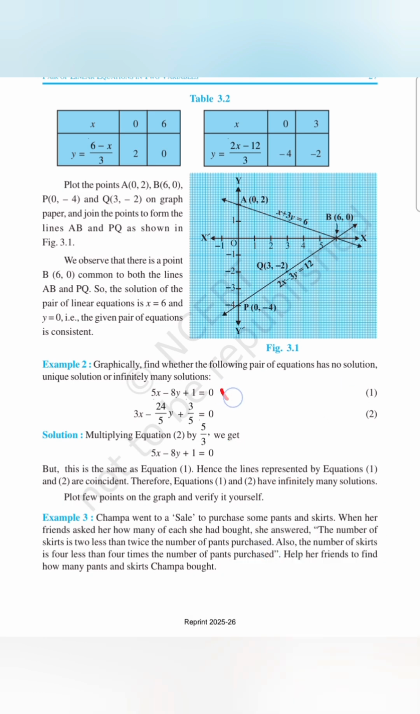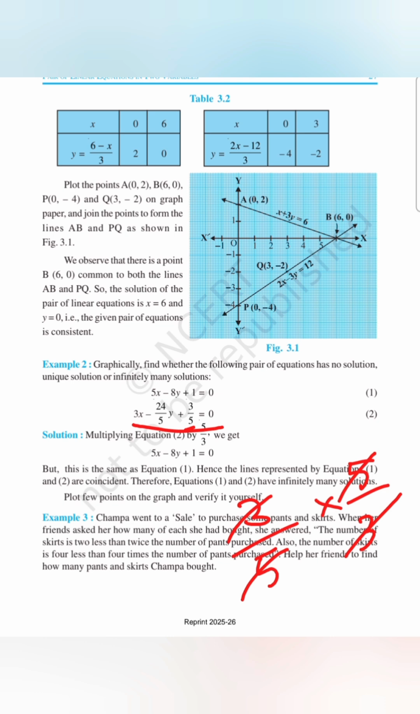Now you have two different equations given here in the question. One is 5x minus 8y plus 1 is equal to 0, and the second one is 3x minus 24 by 5 y plus 3 by 5 is equal to 0. Now, to simplify the second equation, you have to multiply by 5 by 3. Why do you take 5 by 3 here? Because you have 3 by 5 in the constant term. When you multiply by 5 by 3, you get 1 as the constant term.